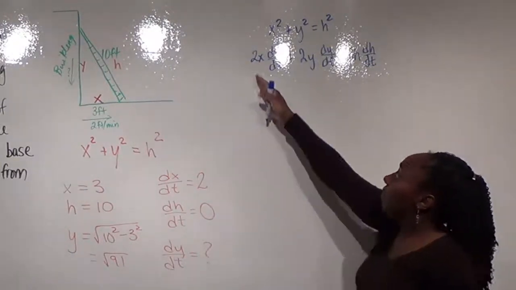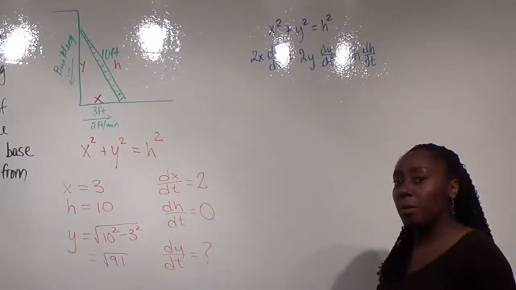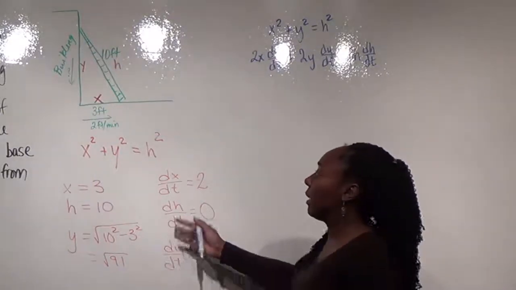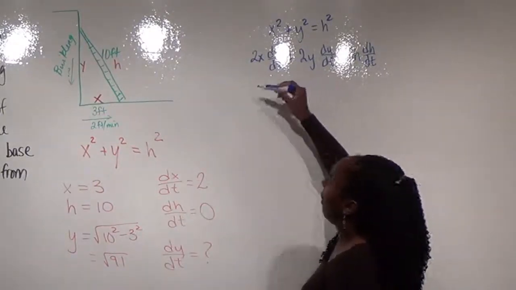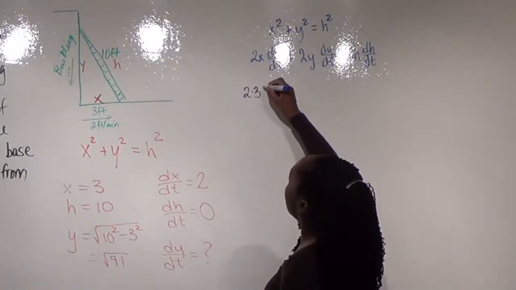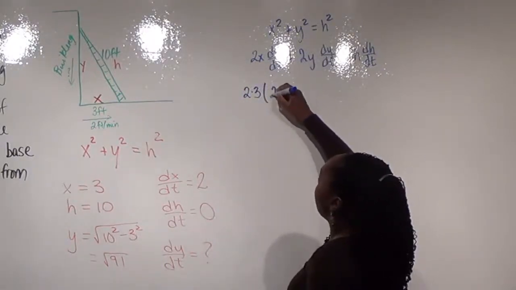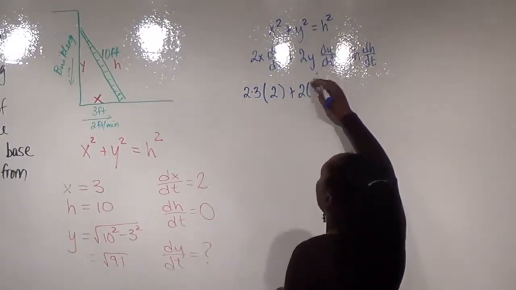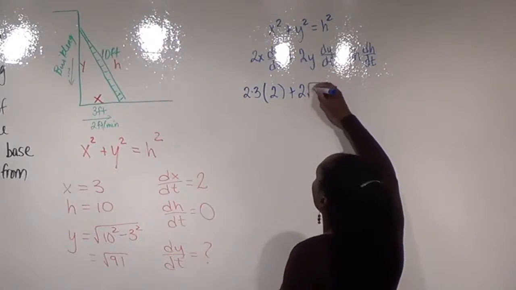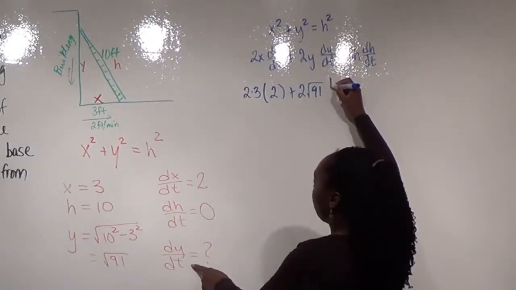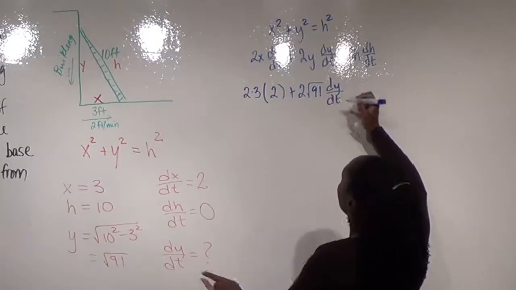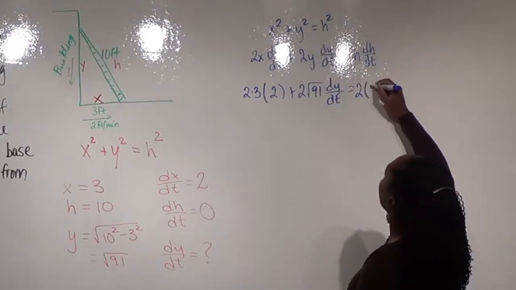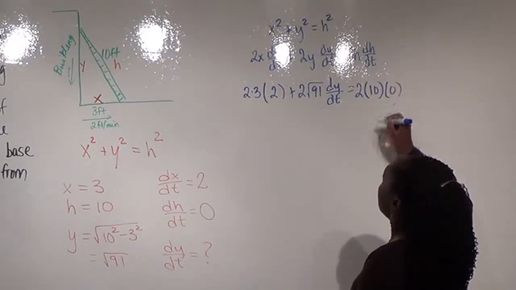Okay. Now that I have my related equation, my rate equation, I can go ahead and plug in my variables. And again, notice I'm only plugging in after I've taken the derivative. Okay. So we have 2 times 3 times my dx/dt plus 2 times my y, which was the square root of 91, times dy/dt, which is what we don't know, so I'm going to leave that as dy/dt. And this is going to equal 2 times my h times my dh/dt.